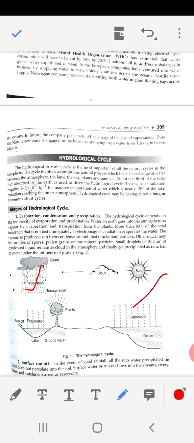Second is surface runoff. In the event of good rainfall, all the rainwater precipitated on land does not percolate into soil. Surface water or runoff flows into the streams, rivers, lakes, and catchment areas of reservoirs.